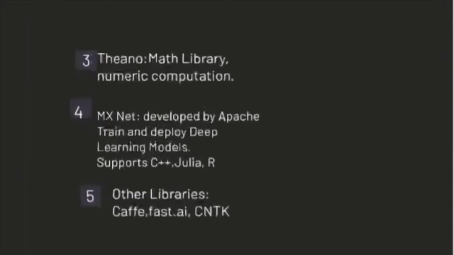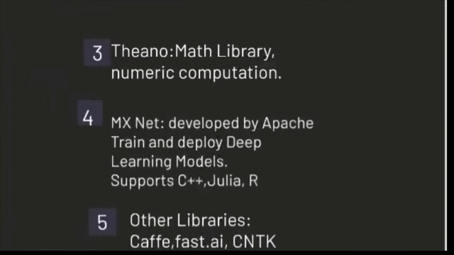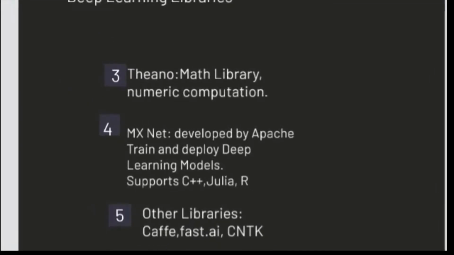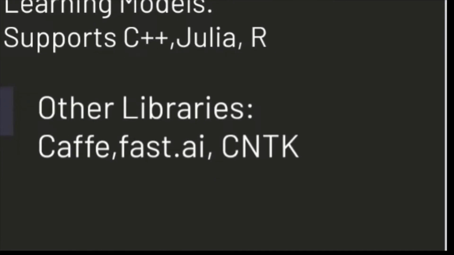Another one is MXNet. This is developed by Apache. You can train and deploy your deep learning models, and it supports various languages like C++, Julia, R, and that's why it is really very popular and in demand with commercial giants. Amazon uses it, Google, Intel, they use MXNet. Other deep learning libraries are Caffe, FastAI, CNTK.